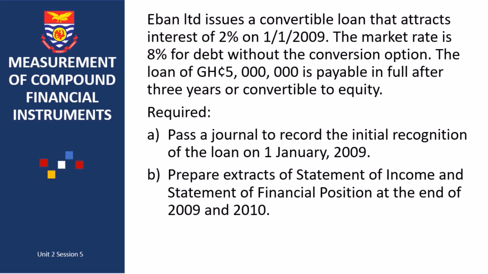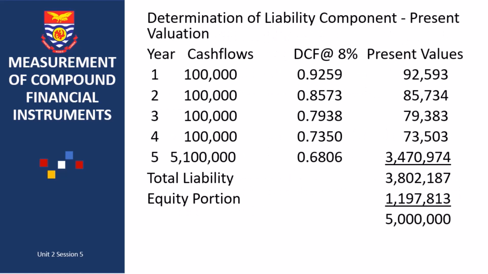So the first thing we have to do is to split this 5 million into equity and liability. And to get the liability, you have to discount the future cash flows. So what will be the cash flows? Every year, you are going to pay interest of 2% on this 5 million, and 2% of 5 million is 100,000. So the first year you are going to pay 100,000, the second year 100,000, the third year 100,000, the fourth year 100,000, up to the fifth year.